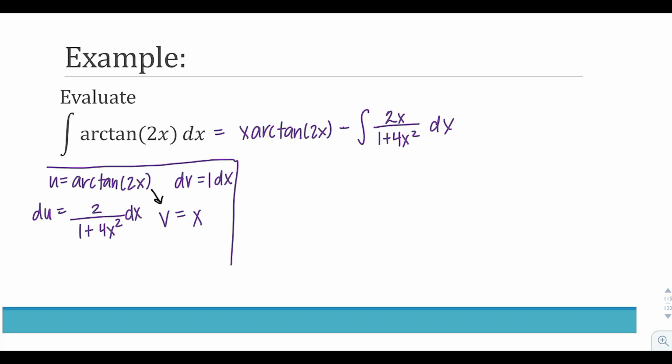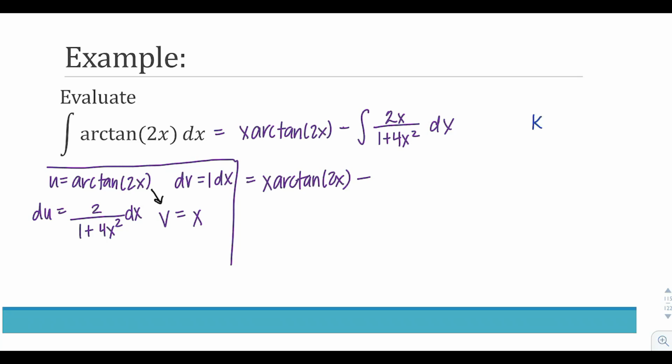This was my scratch work. So I have x arctangent 2x. And then over here I have to solve this integral, which requires us to use a u substitution. Now, to be careful about this, I'm going to change the variable. Instead of doing a u substitution, I'm going to do a k substitution.